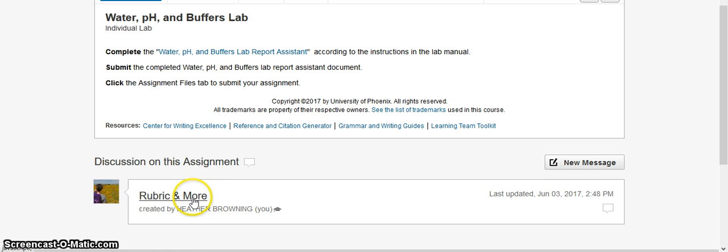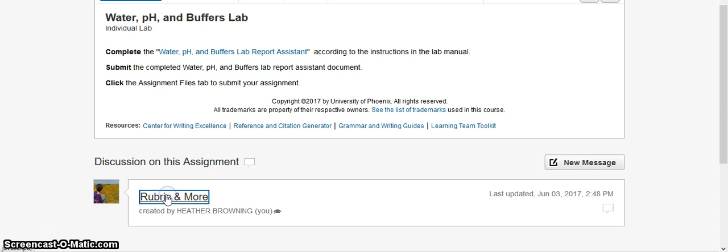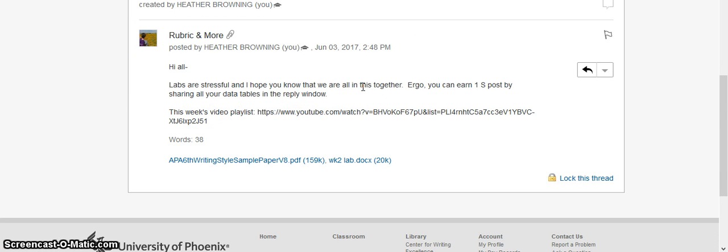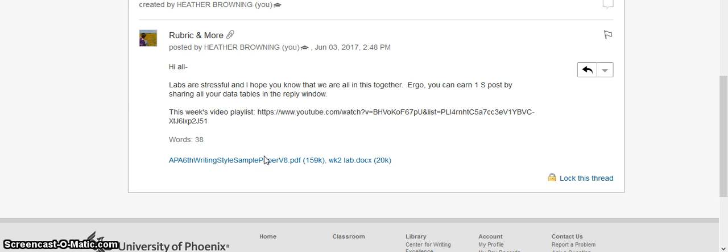You'll also see down here, normally the rubrics I know are on the side. It's just locked, so I can't do that, so I put them all below. Plus the note that, of course, you can earn 1 S post by posting all your tables. In this lab, it looks like there are 3 exercises, randomly 1, 3, and 4, and each one has at least a table. So that will keep you busy, plus the walkthrough video playlist, and there's the rubric, and there is our sample APA paper, just if you need any help on anything.